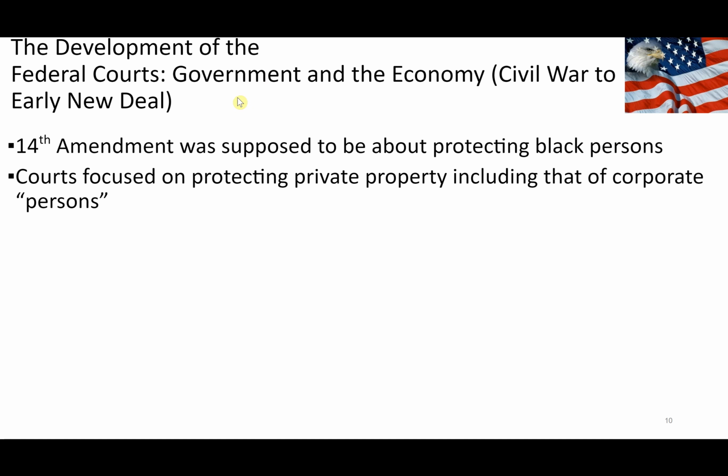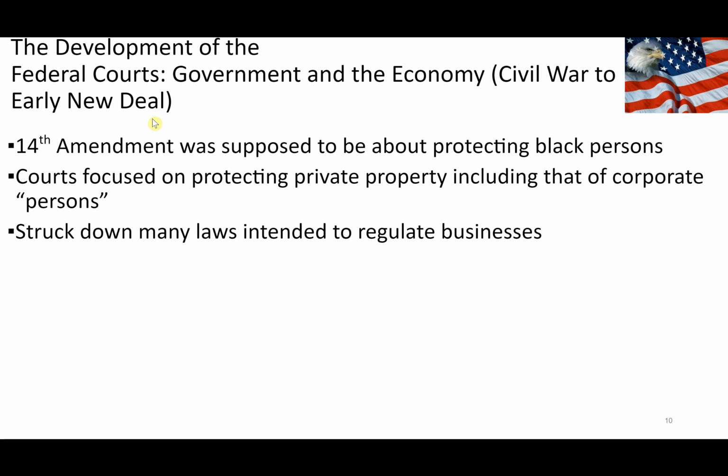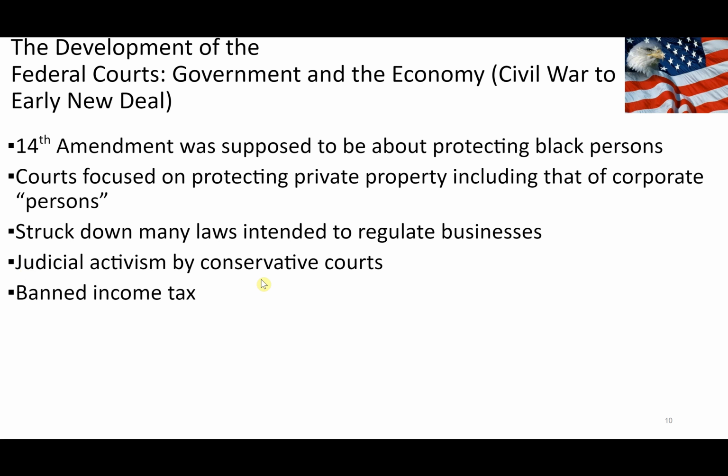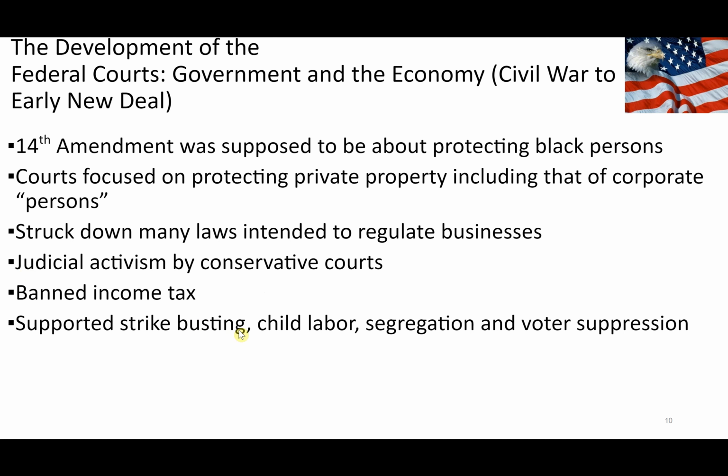So, from the Civil War to the early New Deal, you have the Supreme Court shifting its focus to economic matters and government regulation. And this is kind of another major boo-boo by the Supreme Court. The 14th Amendment was originally supposed to be about protecting black people, but the Supreme Court, mostly dominated by Southerners, said, we're not going to apply that, and we're just going to interpret it as protecting private property, including that of corporate persons. They struck down many laws intended to regulate businesses, and this was actually interesting, an example of judicial activism by conservative courts. They banned the income tax and supported strike busting, child labor, segregation, and voter suppression.